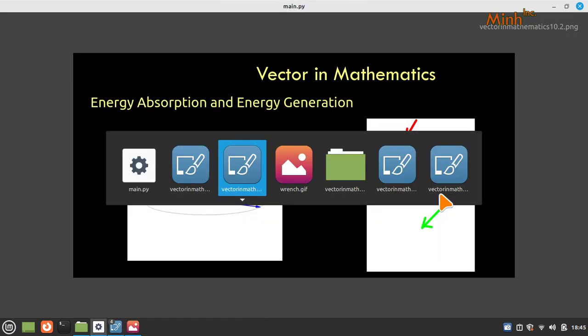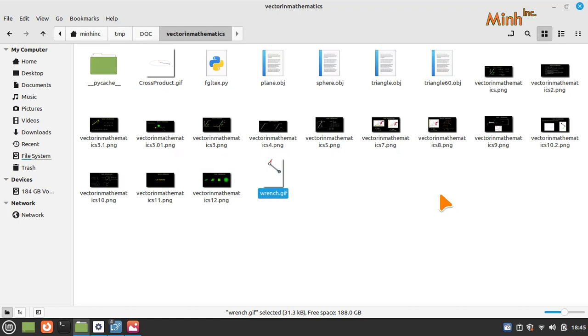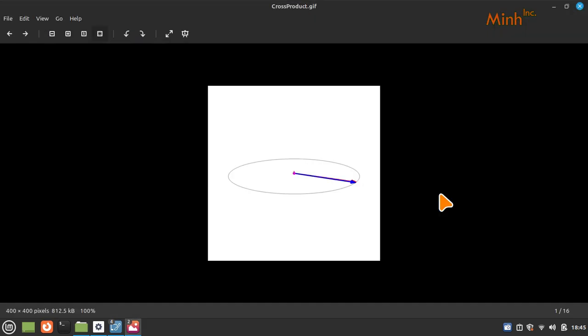So this is the range. Opening the bolt, two vectors are there and it is opening the bolt. I think it is pretty nice. Now I have another one. Now, how are cross products calculated?